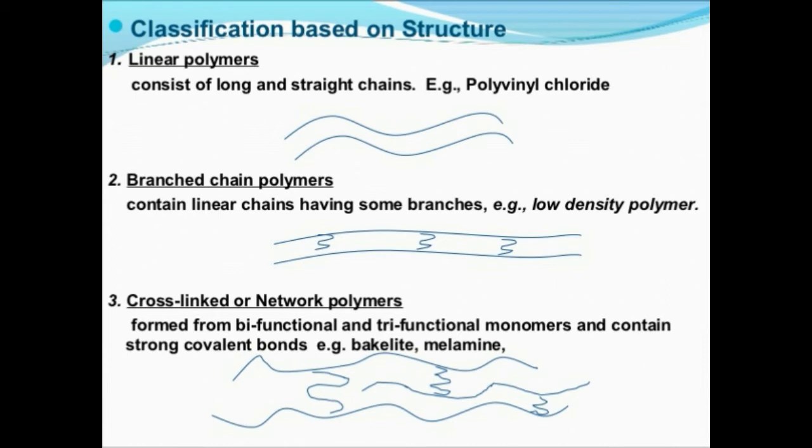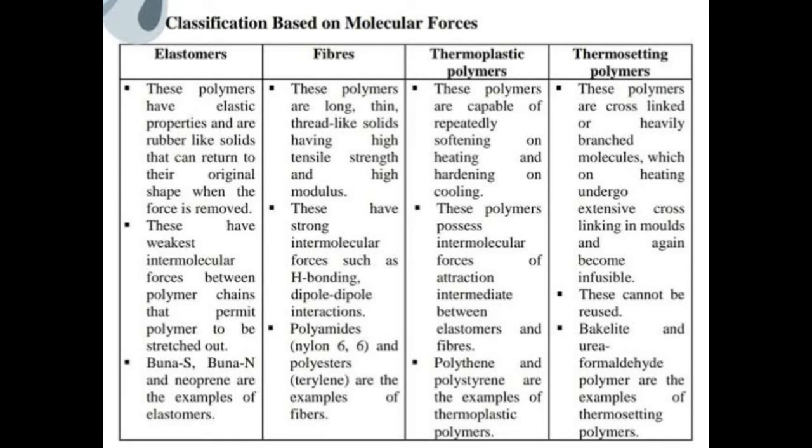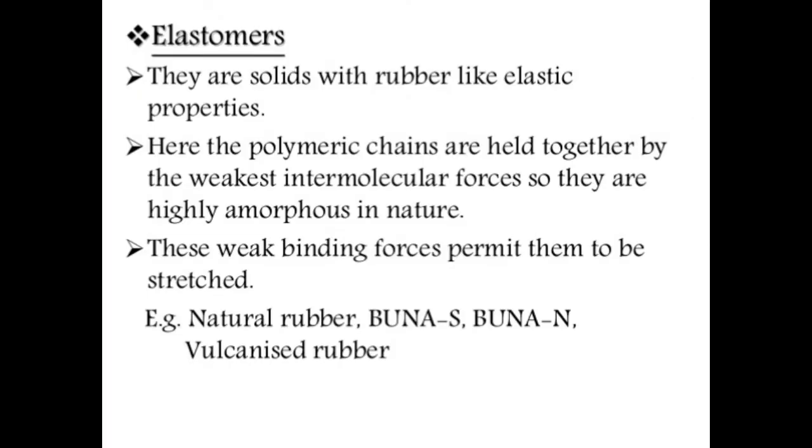Now let's see the polymers which are classified on the basis of molecular forces. That is elastomers, fibers, thermoplastics and thermosetting plastics. Elastomers have elastic properties. They are like a solid, like a rubber, with elastic properties. It's a rubber-like soft structure. It has weak forces of attraction. It's stretched easily. You can take examples like natural rubber, Buna S, Buna N and neoprene.